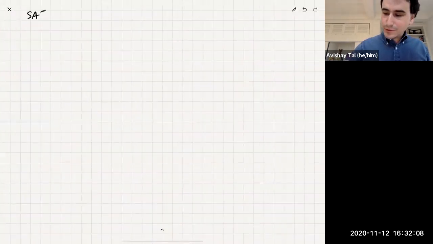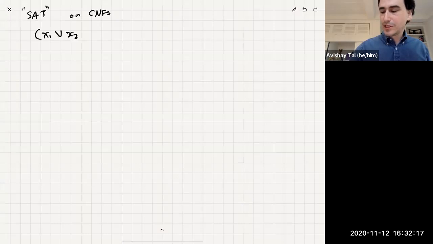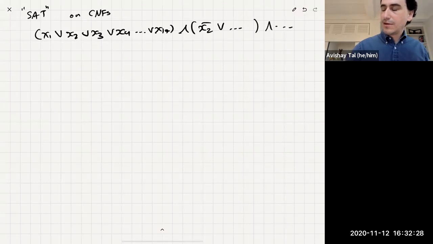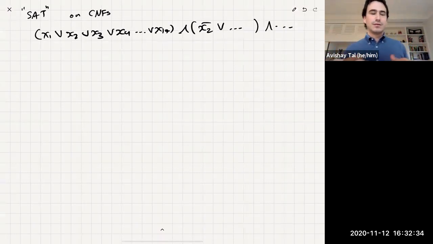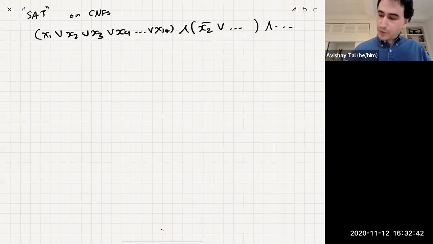So usually when people say SAT, they mean SAT on CNFs. So you get a formula like this. It's in CNF form, but the length of clauses is unbounded. It could be more than 3. It could be square root of 10 or something like that. Where we have n variables. So how do you convert this question of satisfiability on CNFs to the question of satisfiability on 3 CNFs?